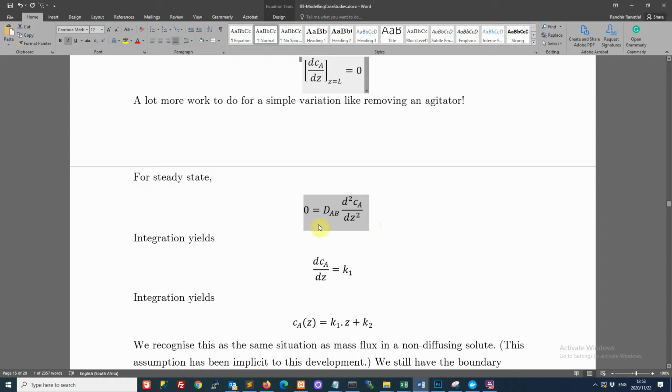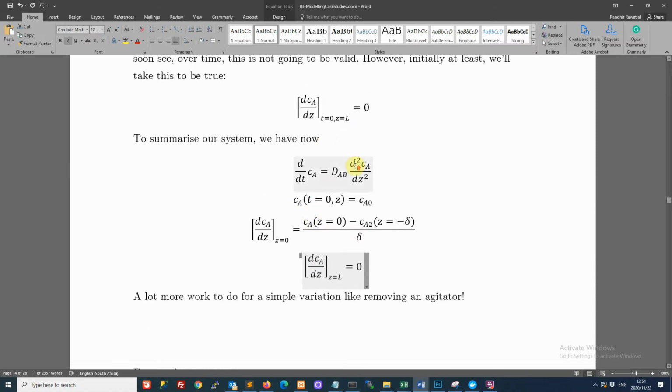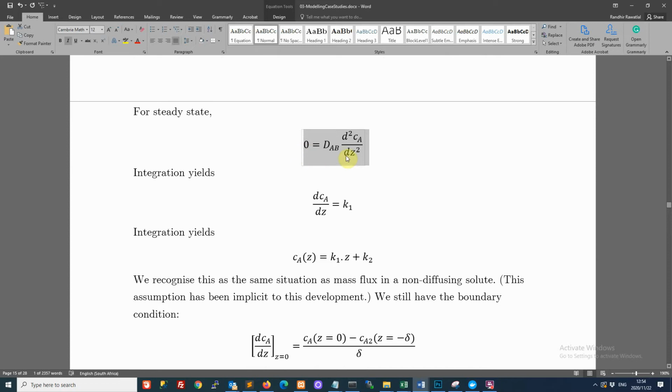It's not always automatic that you get a steady state, but let's say we do. So what would that look like? At steady state, of course, our time gradients go to 0, so we can neglect that. So that's 0 equals this. And here everything is constant, so we can just integrate in z. If you integrate this once, you get dc/dz equals k. And of course here we've cancelled the D_AB with the 0 before doing the integration, so it looks like this.